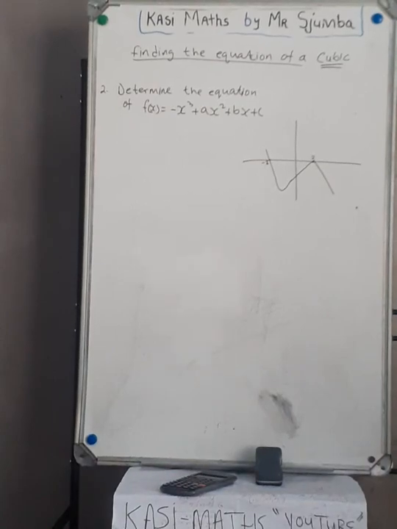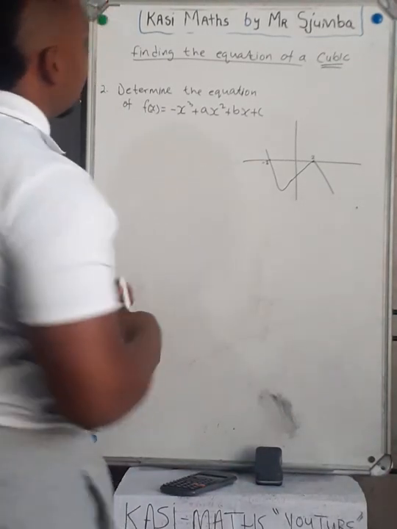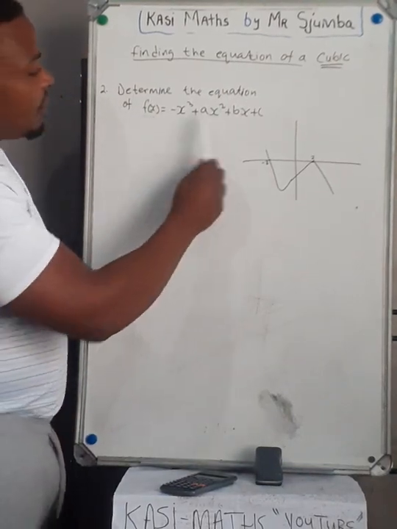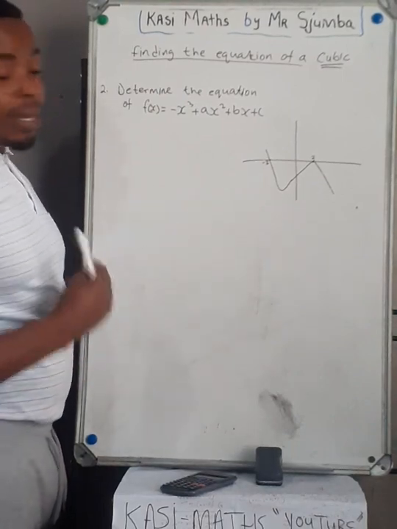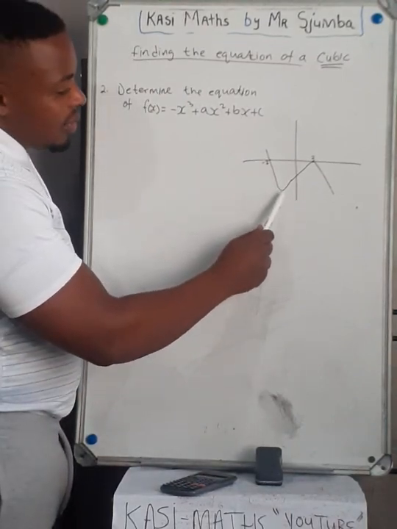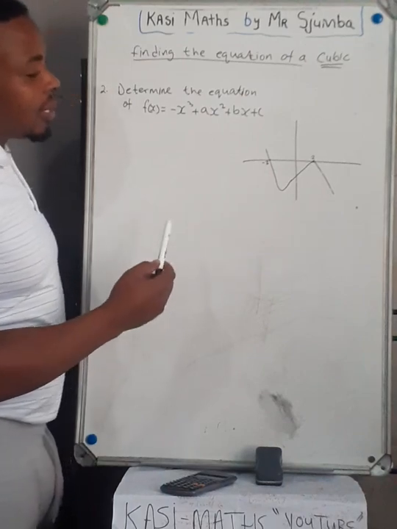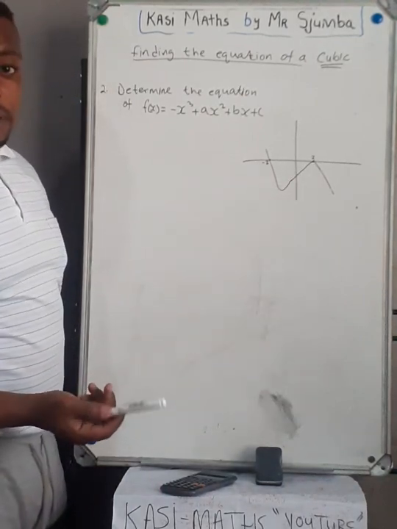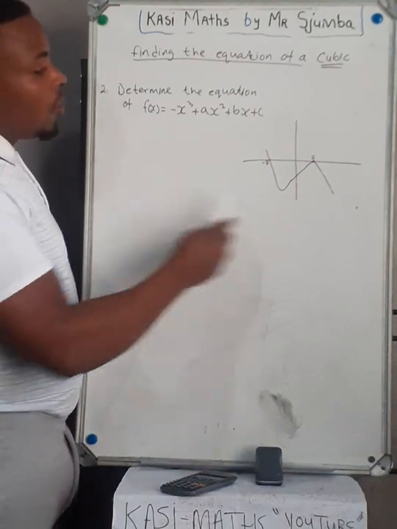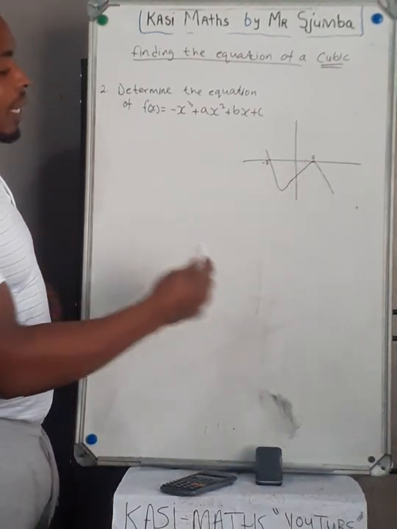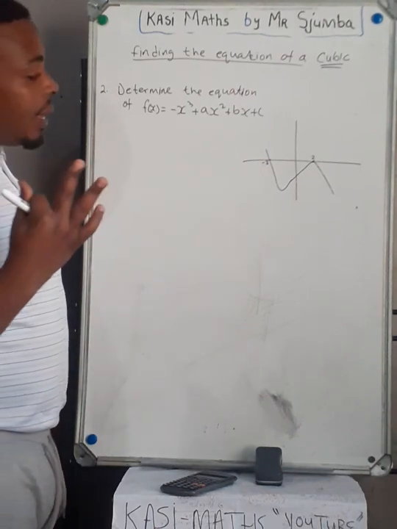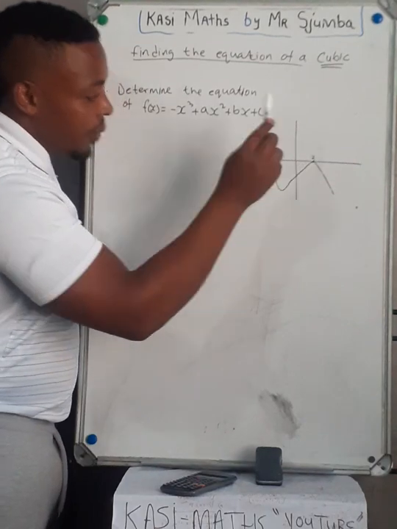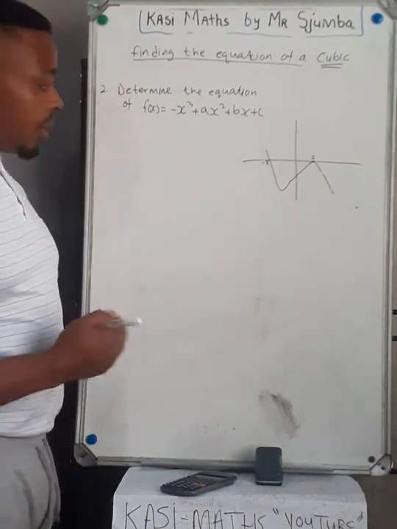We have our second question. It says we should determine the equation of f, with the graph given. We are not given a turning point, we are given an x-intercept which is also the turning point in this case. So we know it touches and turns, because we have three x-intercepts, three roots: 1, 2, 3. These roots here are the same.